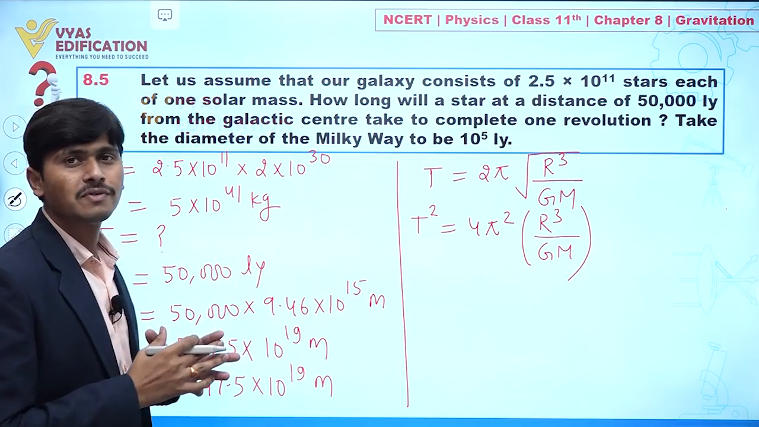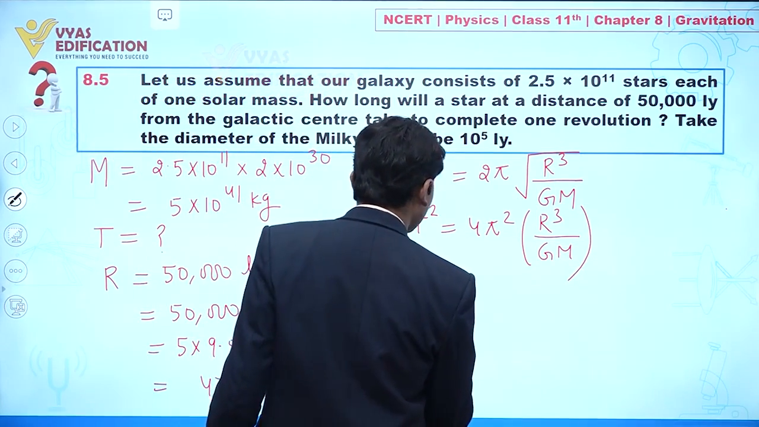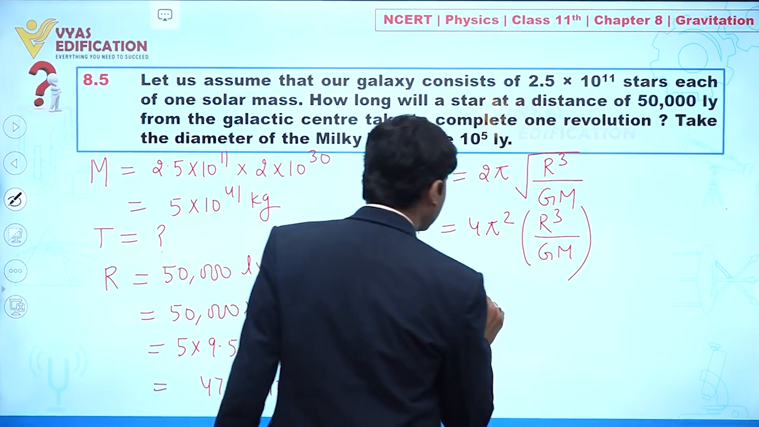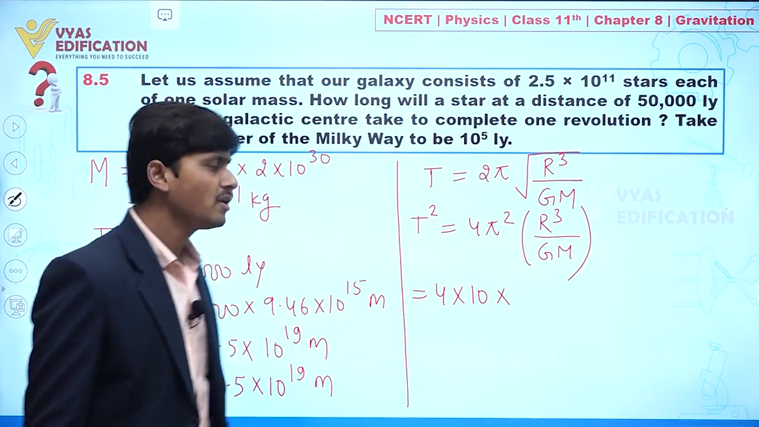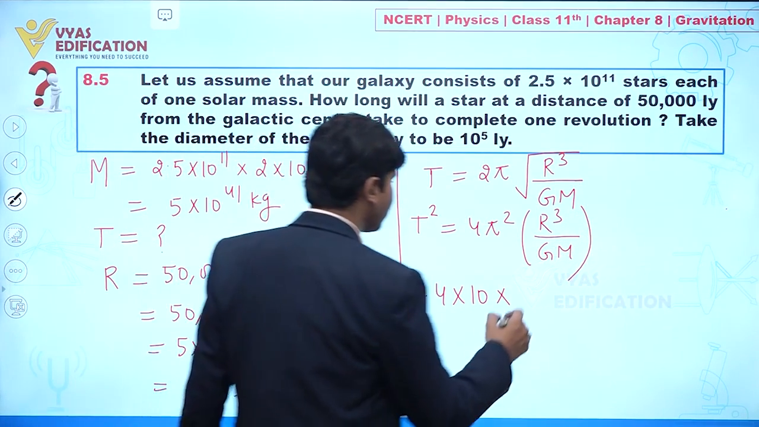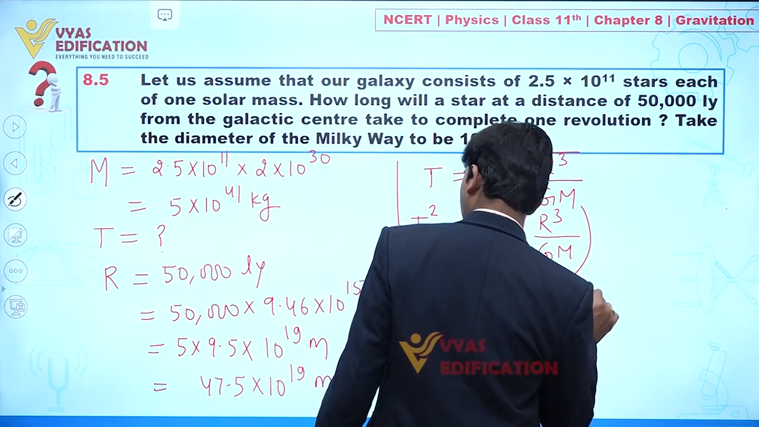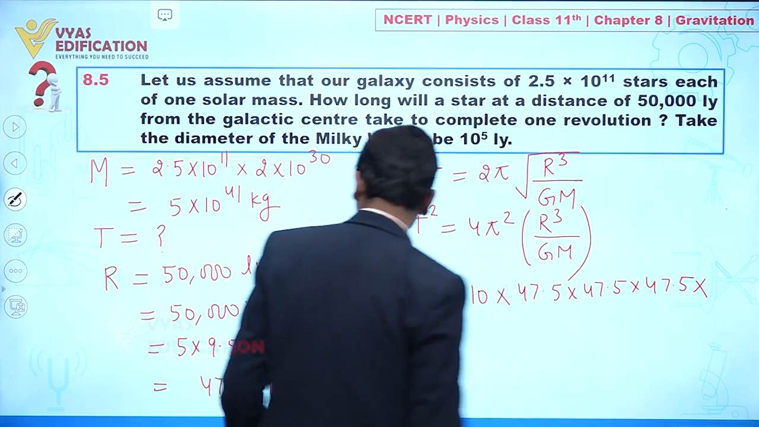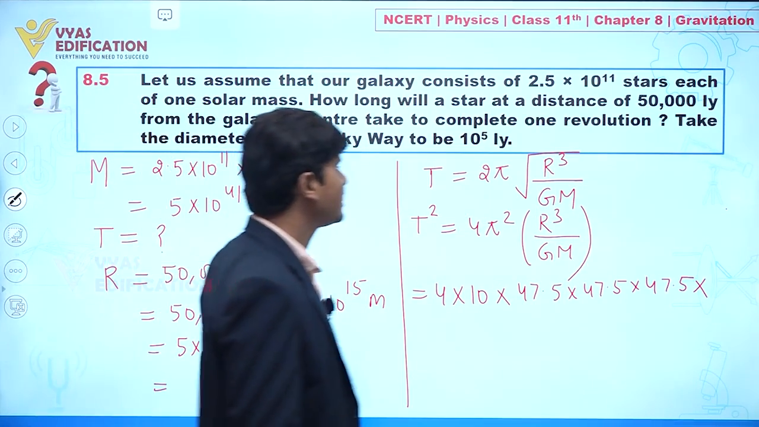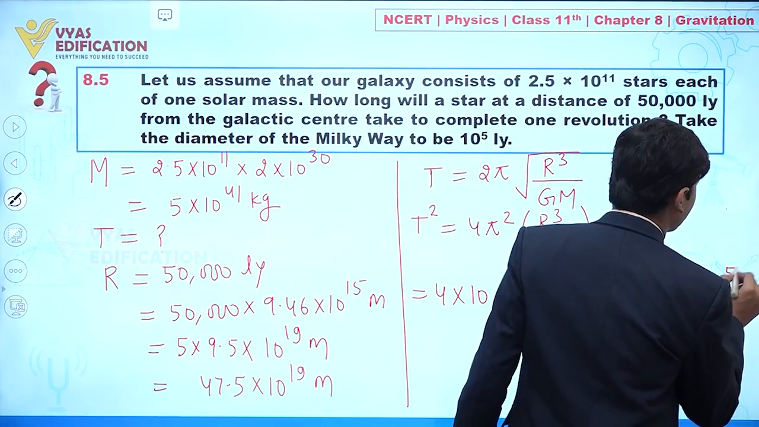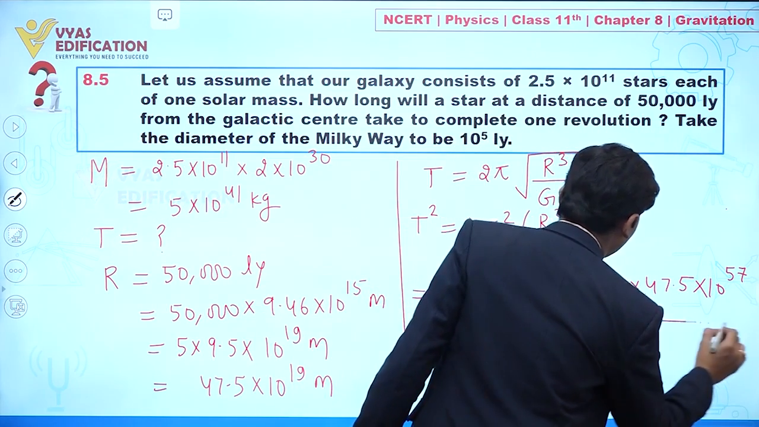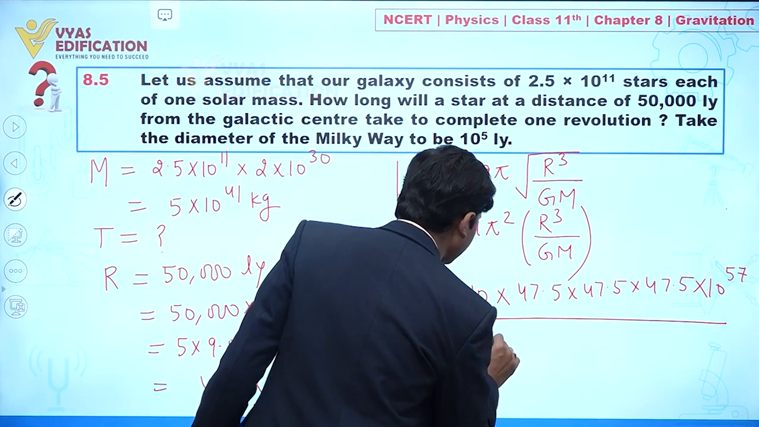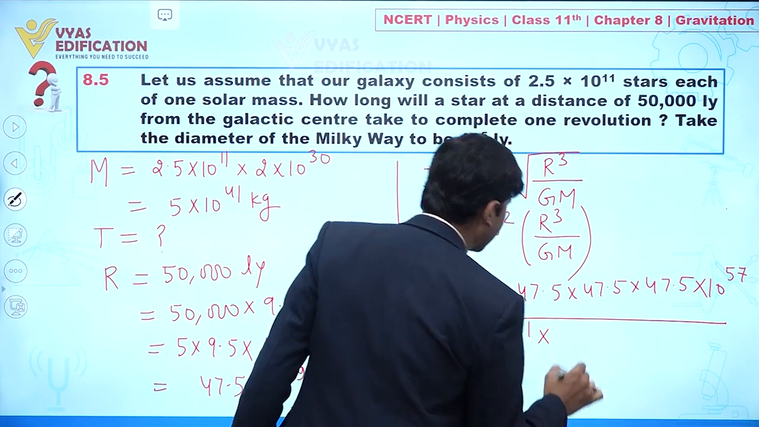Definitely the calculation will be more and tedious, but we have to do it. So 4 into pi square, approximately I am taking this as 10. Value of r is given as 47.5, so 47.5 into 47.5 multiplied by 10 to the power 19 cubed, so we can say this is 10 to the power 57. And it is divided by, now, the value of capital G, the universal gravitational constant, which is 6.67 into 10 to the power minus 11.